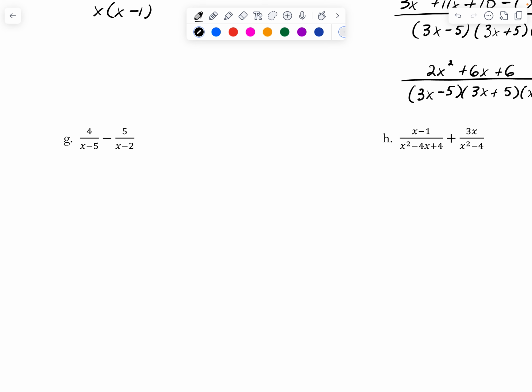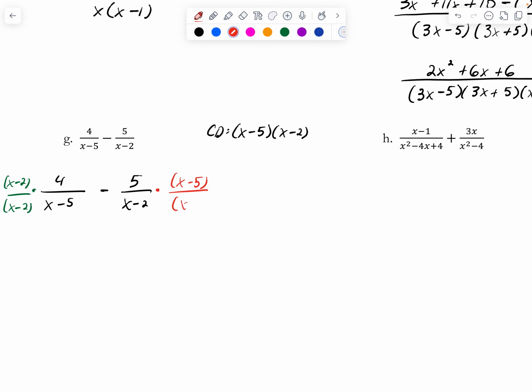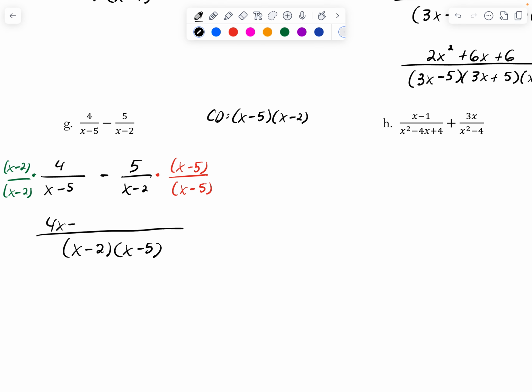G is more of your traditional kind, where the common denominator, since they don't have anything in common, is just the two of those multiplied together. So I'm going to just copy down my problem. So this one needs the x minus 2 on top and bottom. And this one over here needs x minus 5. Now because this has fewer terms, when I write my common denominator and then distribute in the numerator, I'm going to get 4x minus 8. And I would recommend distributing this subtraction when you distribute the 5.